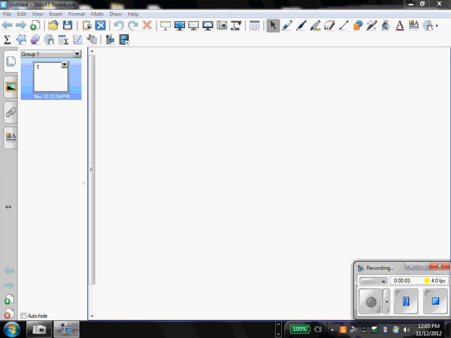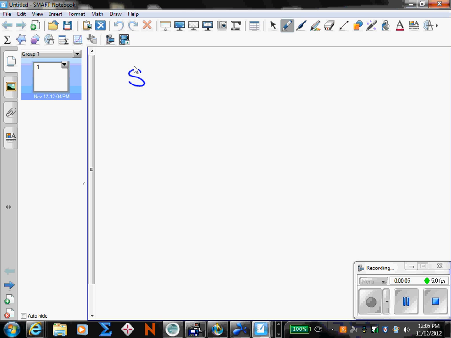Section 4.3. We are going to use geometry to find the area underneath the curve.